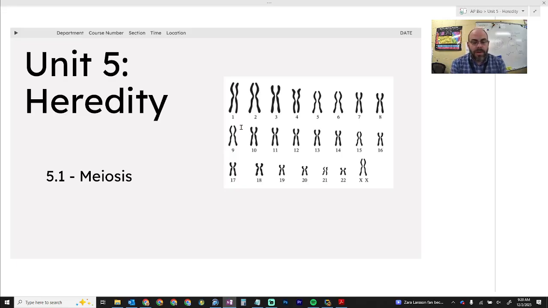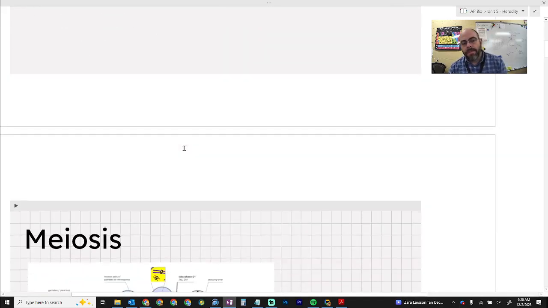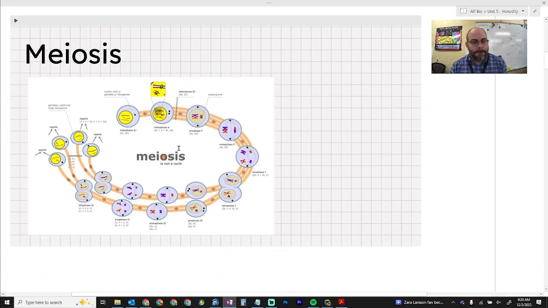This is 5.1, meiosis. People say it both ways. I will probably say meiosis because that's how I was trained. I think it can be pronounced both ways. It literally doesn't matter. Let's talk about meiosis then.